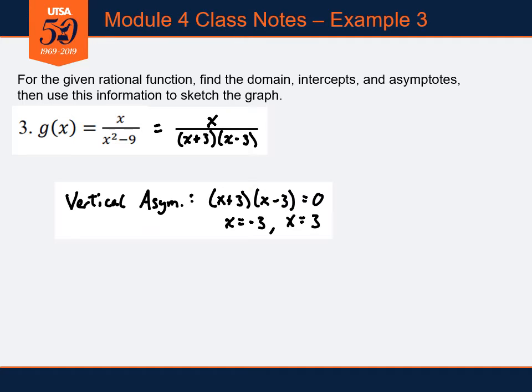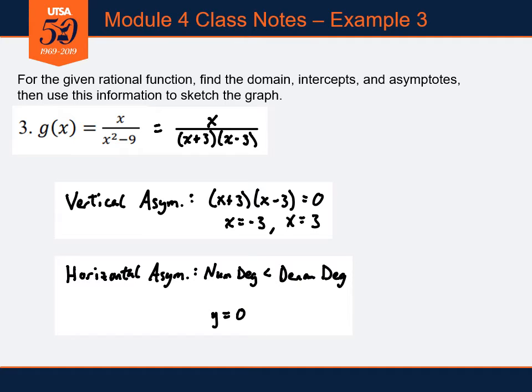Then for the horizontal asymptote, we note that the numerator has degree 1, the denominator has degree 2, so the numerator degree is less than the denominator degree. Our rules that you noted from the textbook say when the numerator degree is smaller than the denominator degree, then y equals 0 is our horizontal asymptote equation. So now we've got the equations of the asymptotes, both vertical and horizontal. We've got the intercepts, intercept singular in this case, as we found. Let's plot those and see what we can see of the graph so far.